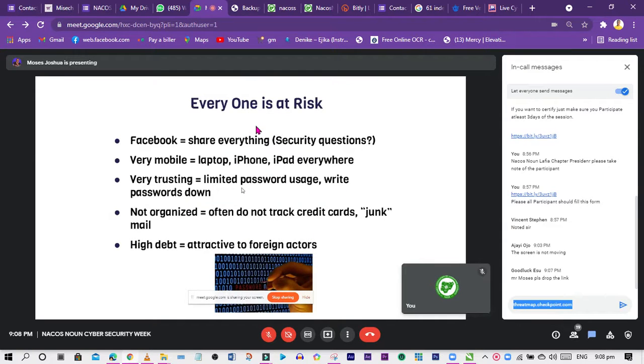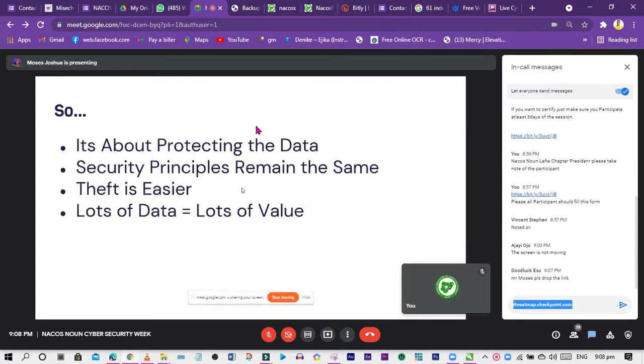Your Facebook, the data we're sharing, your own mobile, and how a mobile phone can be cloned without you knowing, your own writing down of passwords due to negligence and not being organized, as well as you wanting foreign aid such as funds and all of that. Now the fact is that data security is all about protecting the data we have, and the security still remains the same. It has to be confidential, the data has to have integrity, as well as be available to legitimate users at any time to access it anytime they want to.